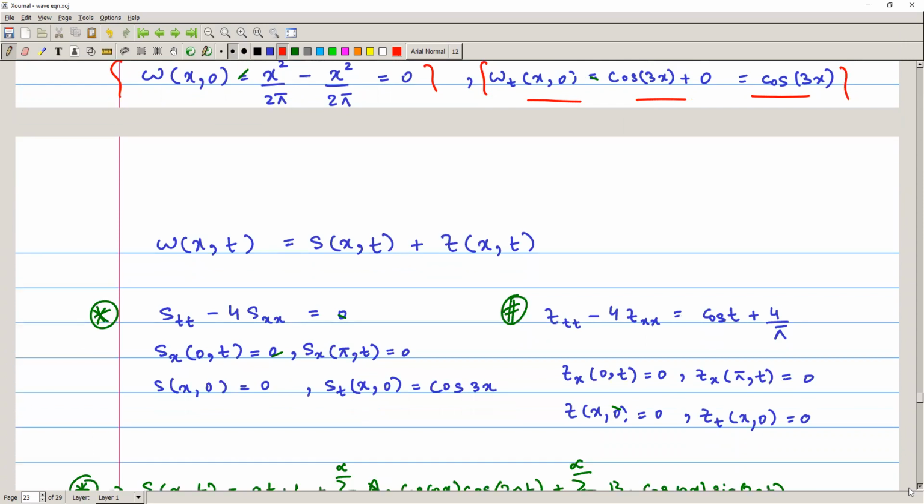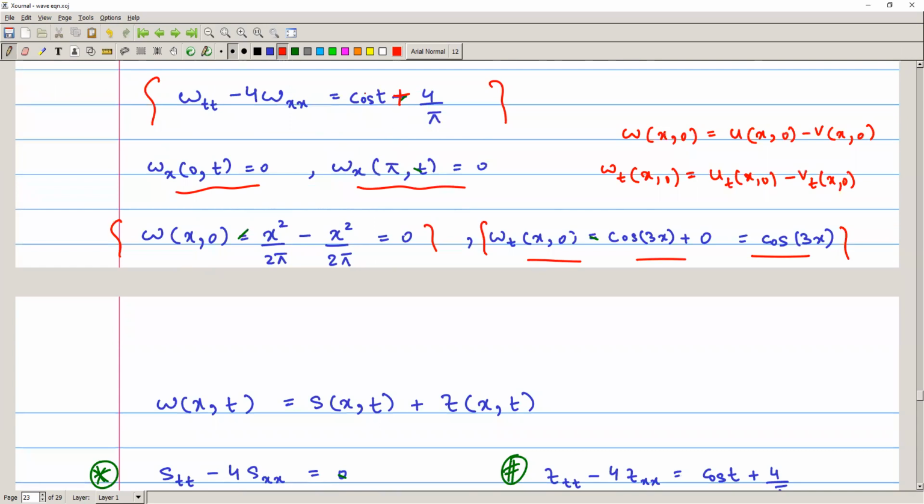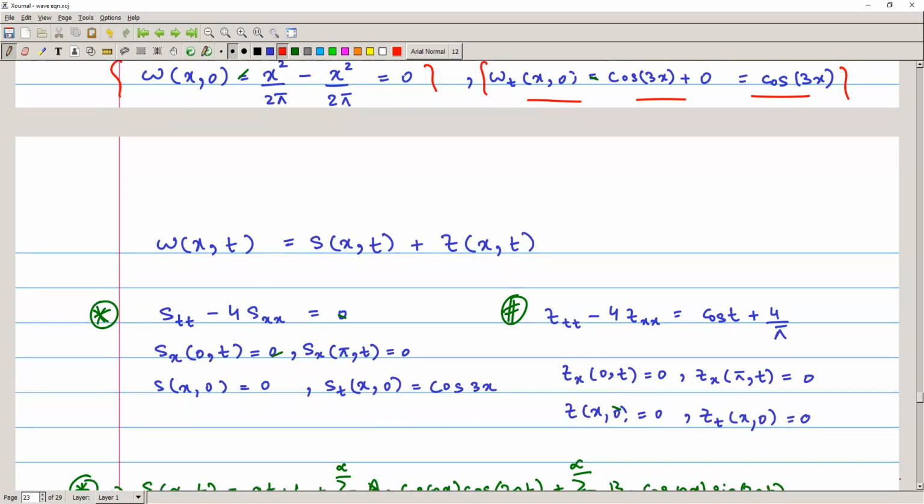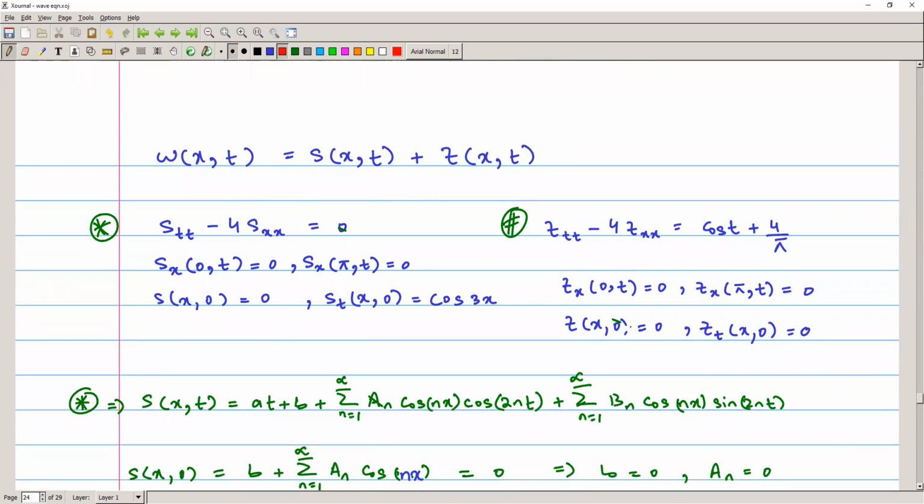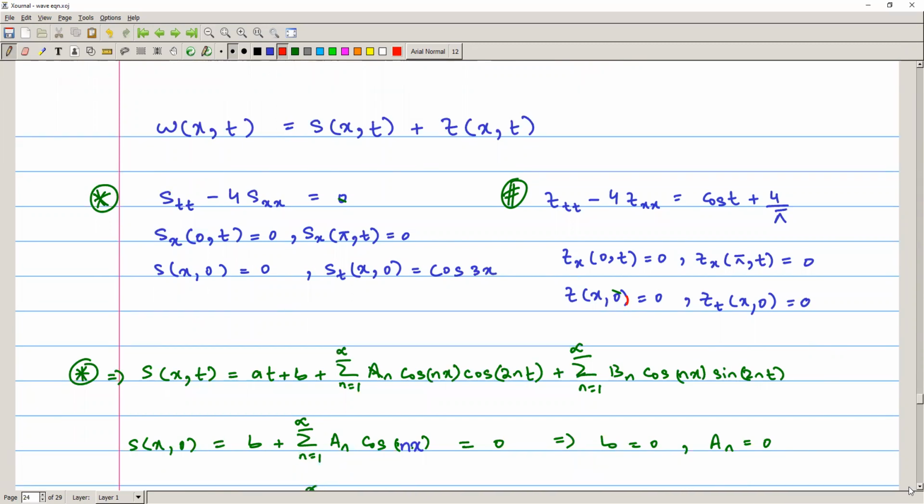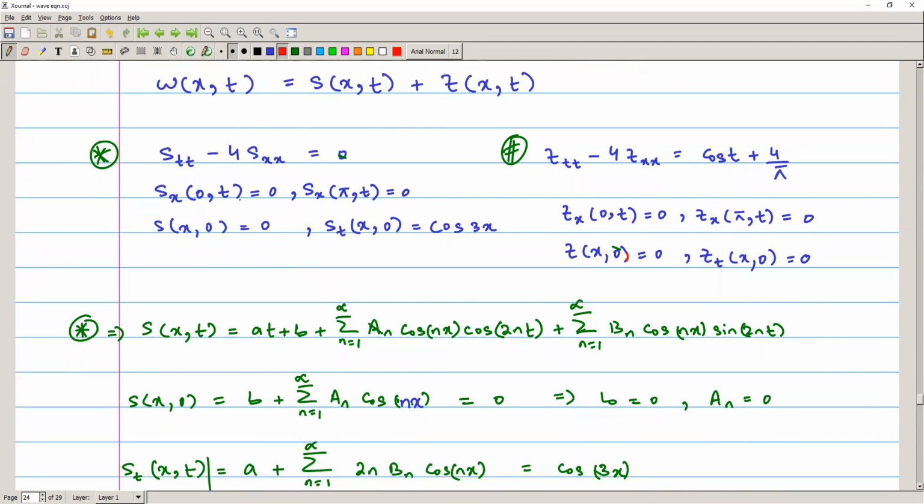Now we can solve this problem by further splitting it into two parts, because we have this non-homogeneous time-dependent source here, and we have homogeneous Neumann boundary conditions. So we can split this problem so that one problem will take the initial conditions, and the other problem will take the non-homogeneous part with homogeneous boundary and initial conditions. So here we can solve this equation.